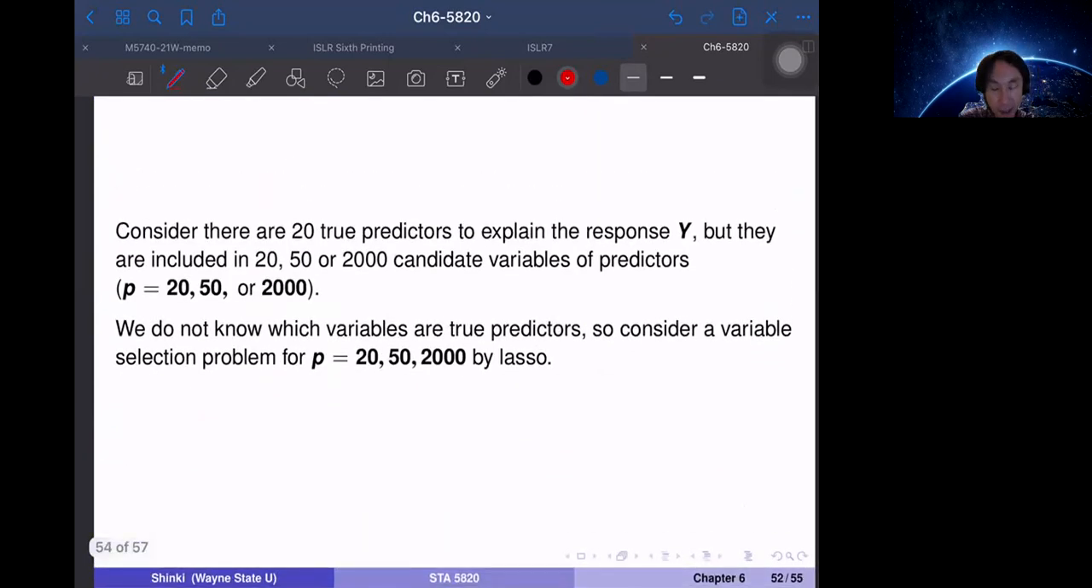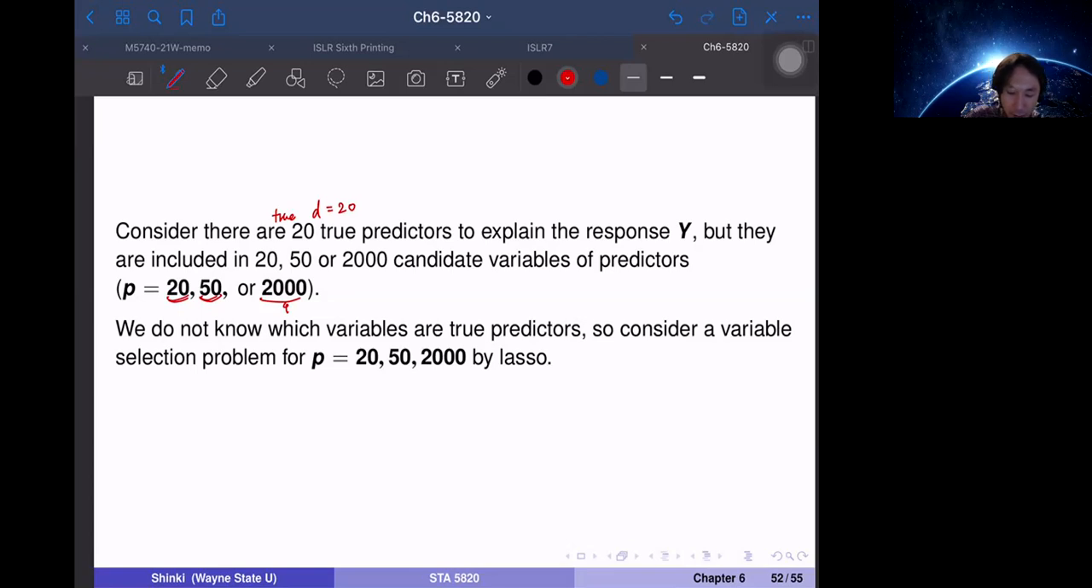Okay, so the next few slides are an interesting simulation. We have 20 true predictors, so I would say the true d is 20. But we have 3 cases of simulation: p is 20, p is 50, and p is 2000. When p is 20, all candidates are true, useful predictors. When p is equal to 50, we have 30 dummy predictors. And when p is equal to 2000, we have 1980 dummy predictors, useless predictors, just noise.